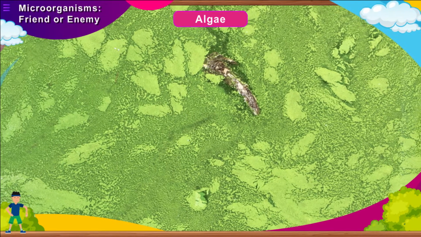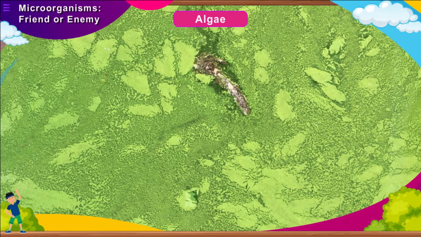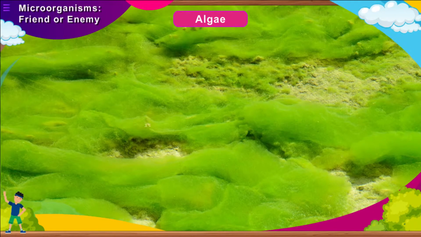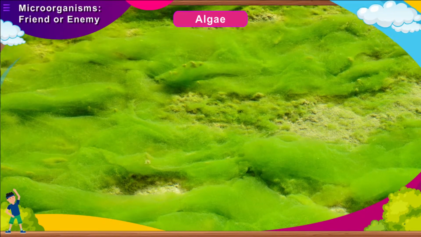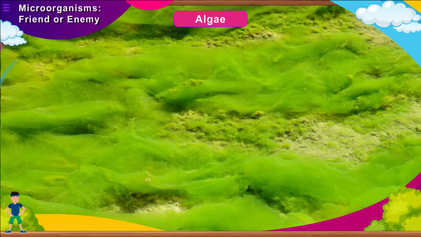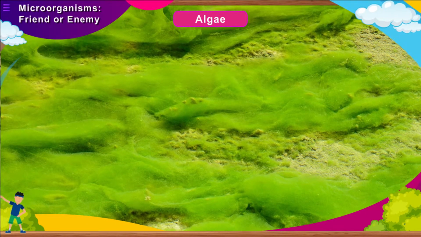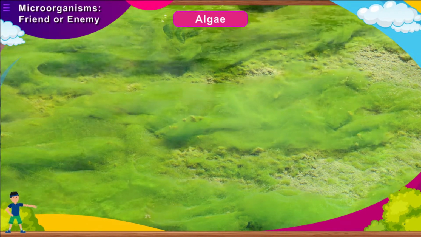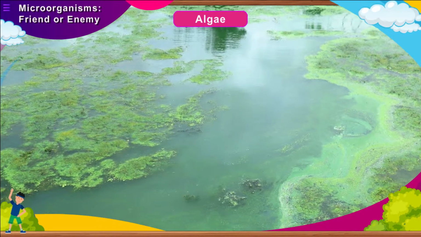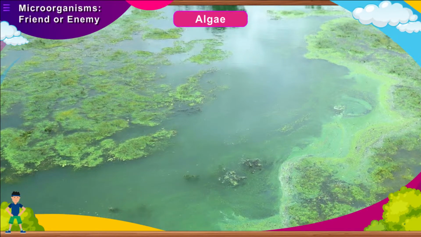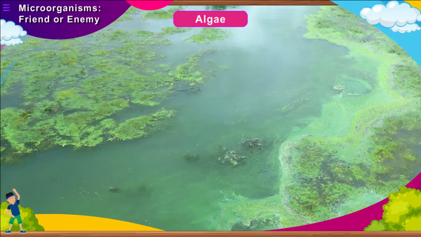Algae. Algae are simple plant-like organisms which can be seen floating as green mass on the surface of stagnant water. They are capable of producing their own food owing to the presence of chlorophyll in them. Algae grow on wet and moist surface. They may be unicellular, multicellular, filamentous, or branched.